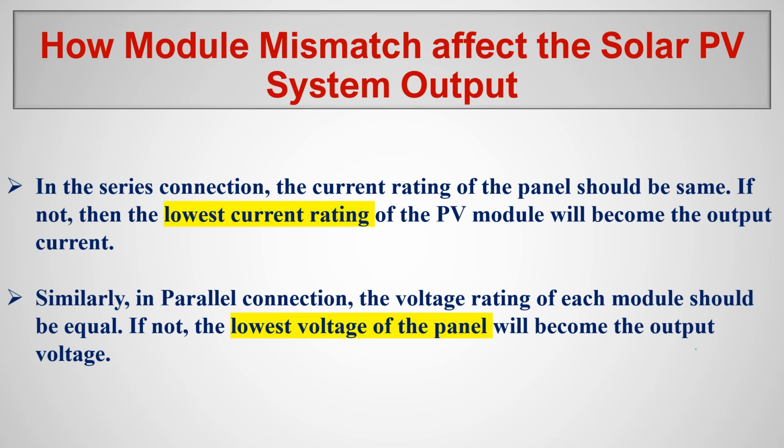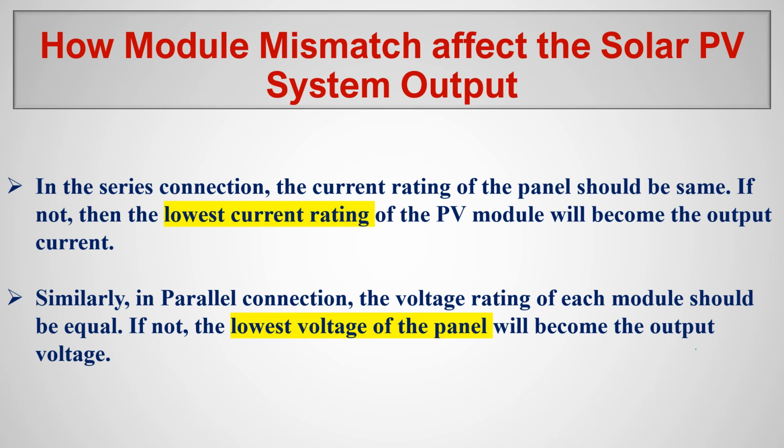If the panels are in series, the current rating should be the same. If the current ratings are different, then what is the output current rating? The lowest current rating will come as output. What does this mean? Let's say I have two modules, one is 5 ampere rated, another is 7 ampere rated. If I connect these two modules in series, what is my output? My output will be the lowest current rating, that is 5 ampere.